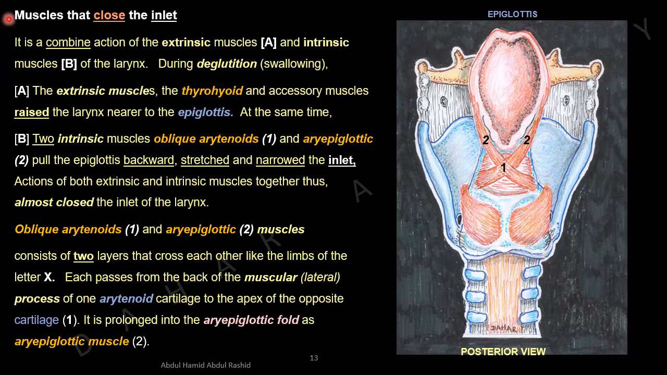Muscles that close the inlet. This is the inlet of the larynx. This is thyroid cartilage. This is lamina of cricoid cartilage. Above the upper border of the lamina of cricoid cartilage is a pair of arytenoid cartilages here. Okay, let's talk about the muscles that close the inlet of the larynx.